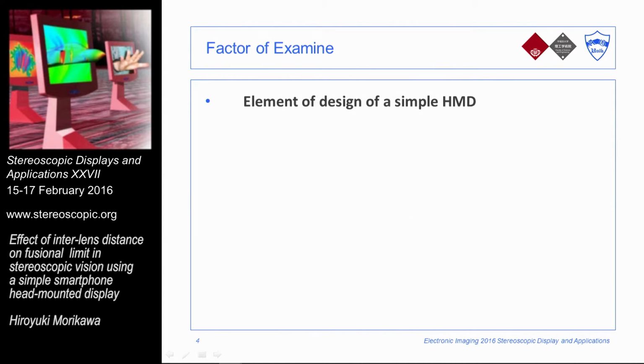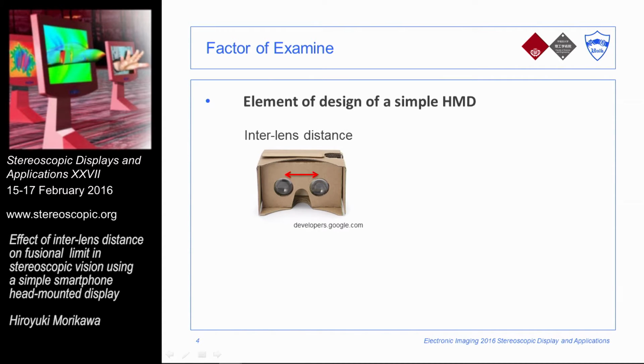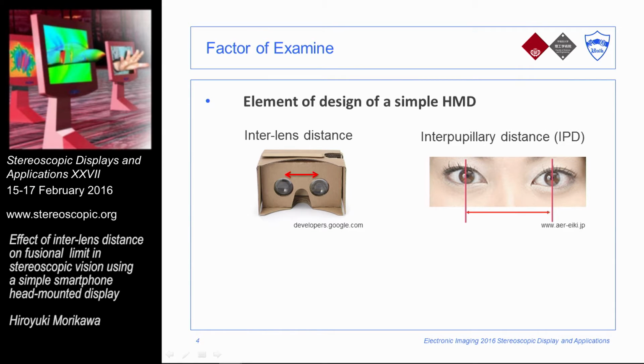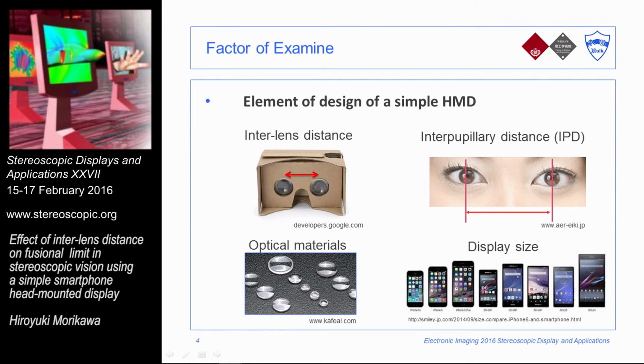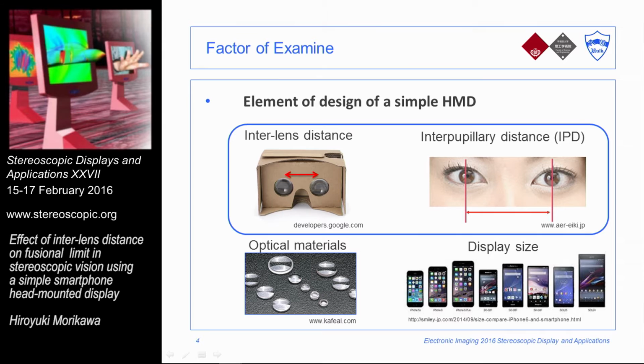There are several design elements of a simple HMD that might affect stereoscopic vision. These elements are as follows: interlens distance, interpupillary distance, hereafter called IPD, optical materials, which means mainly lens quality such as aberration or distortion, and display size of the smartphone. In this study, we focused on interlens distance and IPD and examined the effect of these elements on stereoscopic vision.